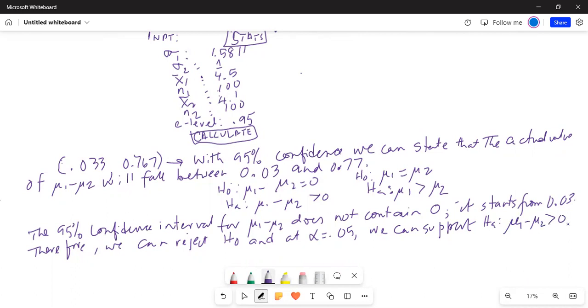So if the 95% confidence interval does not contain the hypothesized value, in this case 0, of the difference in population means, then we can reject the null hypothesis and support the alternate hypothesis. This is another way of doing the same problem.